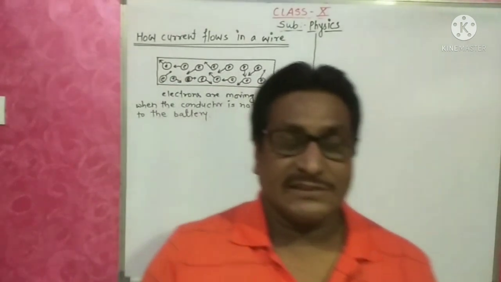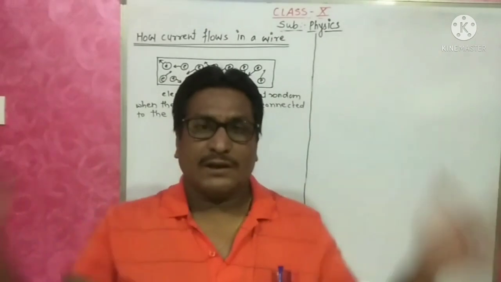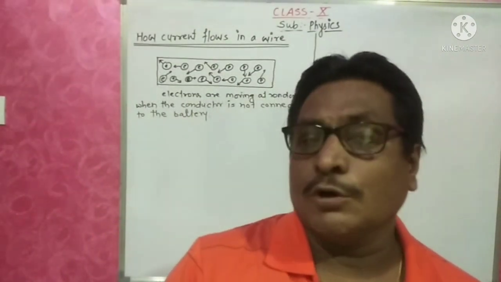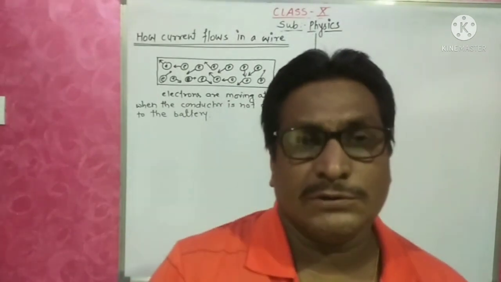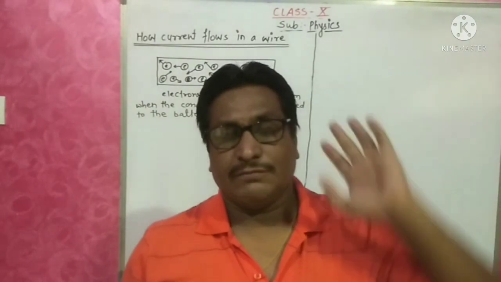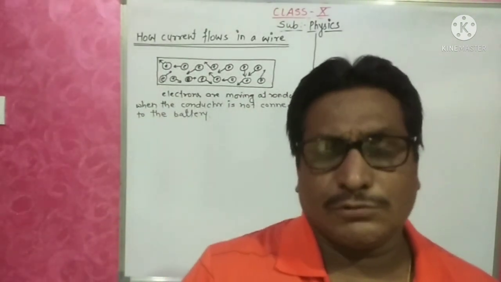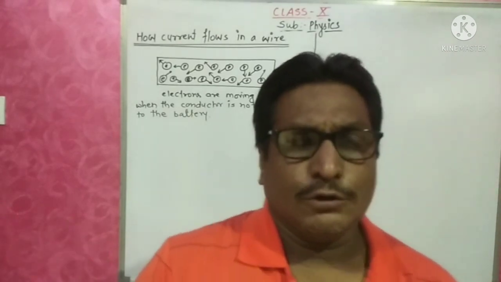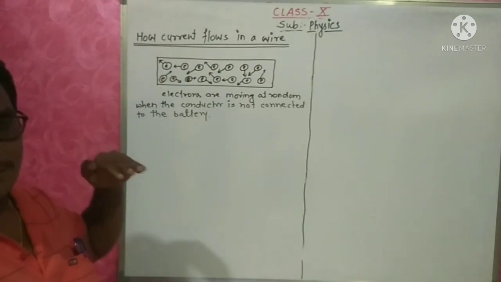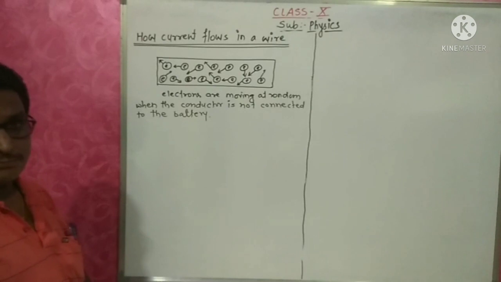A simple example: whenever there is recess in school, students from all classes come onto the ground. How do the students move on the ground? Here and there. Some students move in one direction, some in another. All the students are roaming here and there. In the conductor also, electrons move in the same manner, at random.